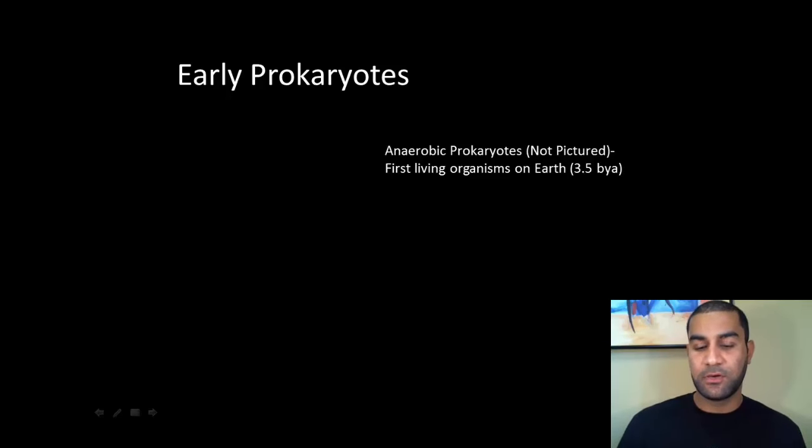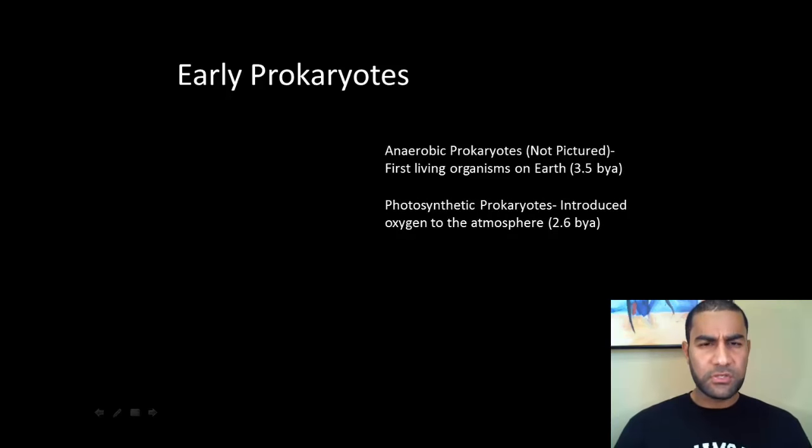They had to be able to know how to manage and how to get their energy without the use of oxygen. So these anaerobic prokaryotes were thought to be the only things living on Earth for a fairly long period of time. So this started about 3.5 billion years ago. Then, almost 2.5 billion years ago, the first photosynthetic prokaryote is thought to have developed.